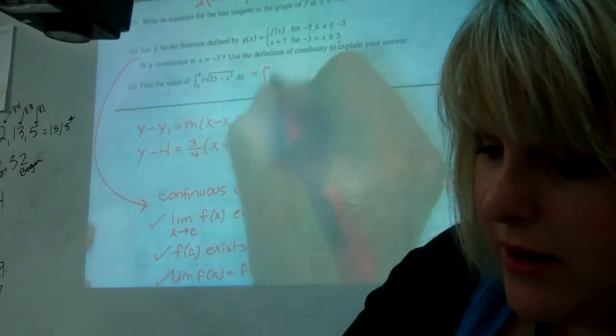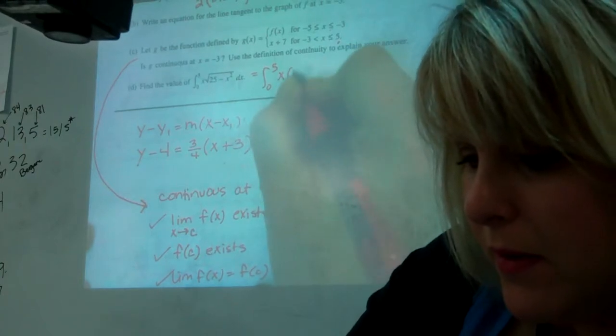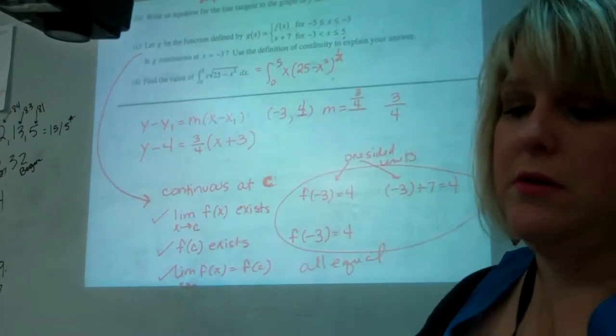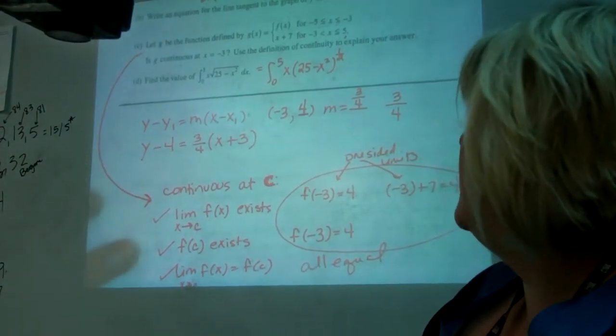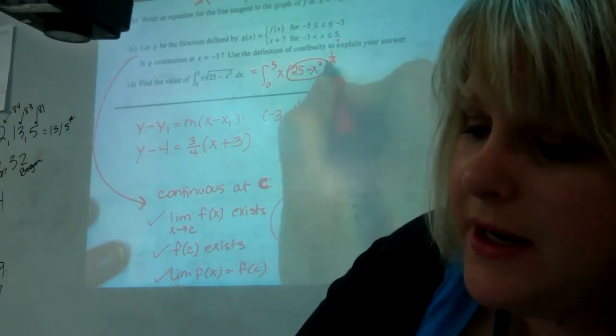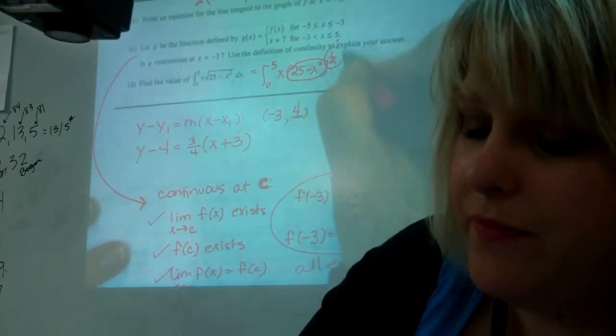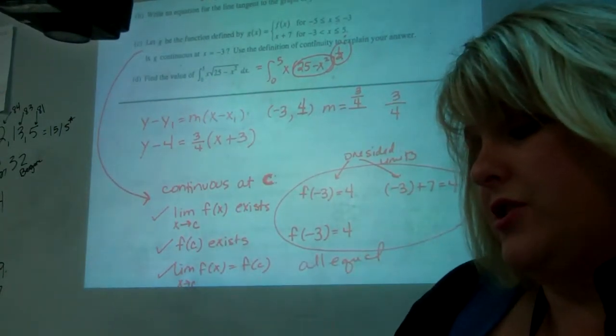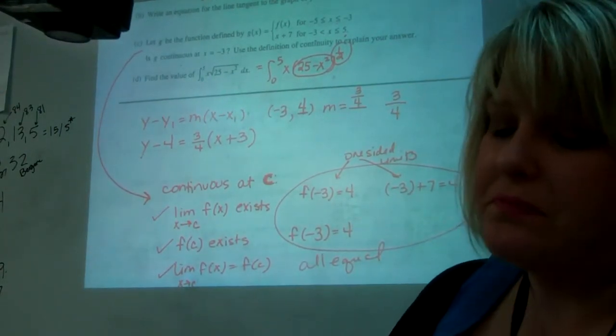And when we integrate it, I'm going to rewrite this using a 1/2 power. What do we have to use? u substitution, because we have one function inside of another one. 25 minus x squared, and you can see it a lot better over here, is inside the square root function, or the 1/2 power function.